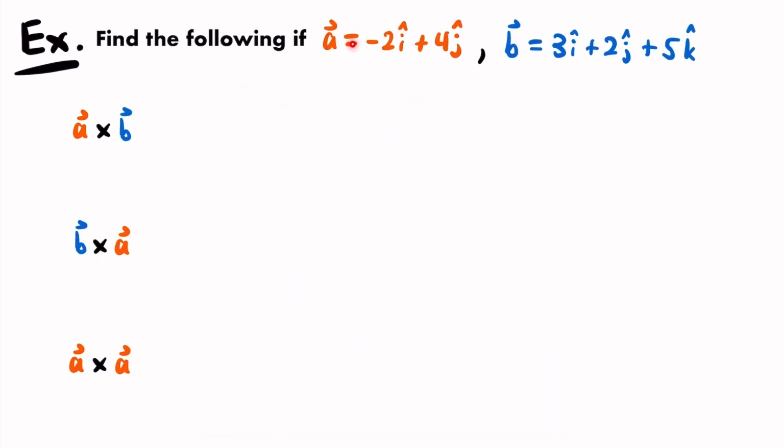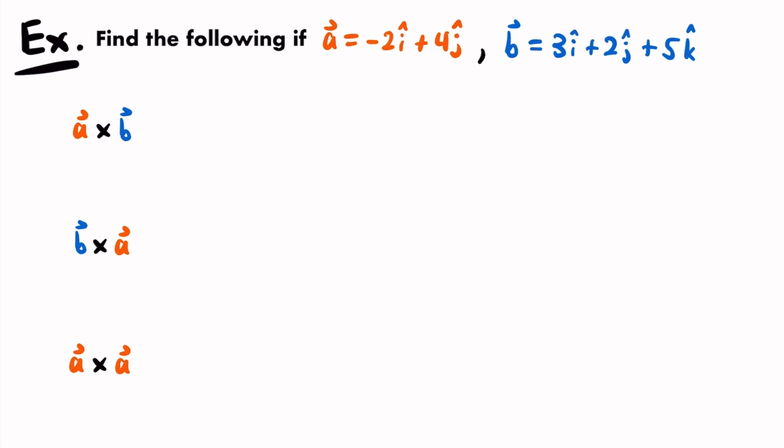Okay, so here's our next example. We want to find the following if vector A is equal to negative 2i plus 4j and vector B is equal to 3i plus 2j plus 5k. And we want to find the following three cross products. We want to find A cross B, B cross A, and A cross A. And so let's start with the first one here. Let's find A cross B.